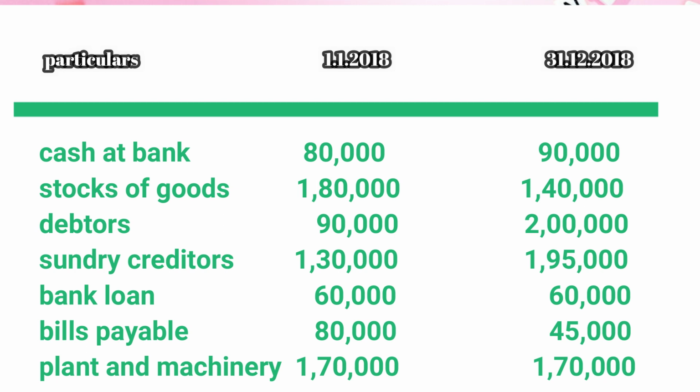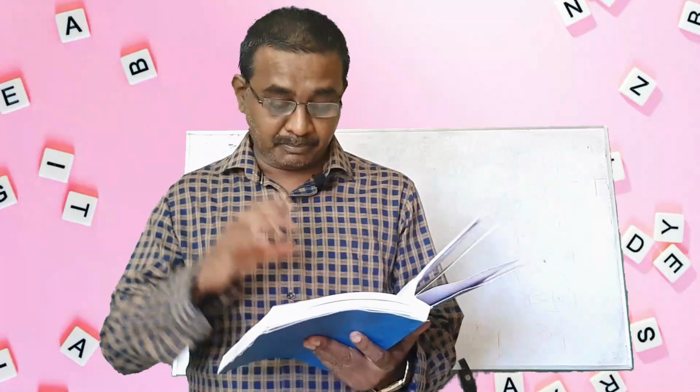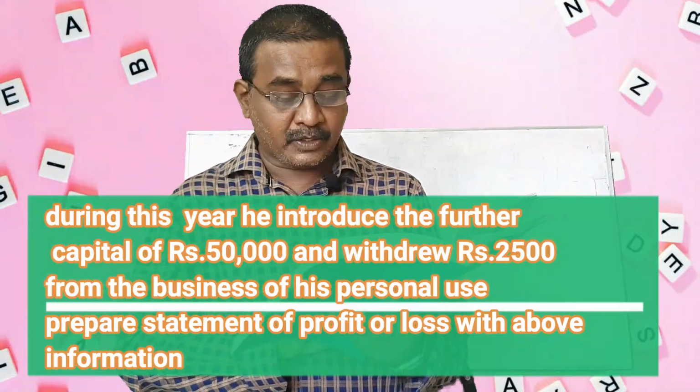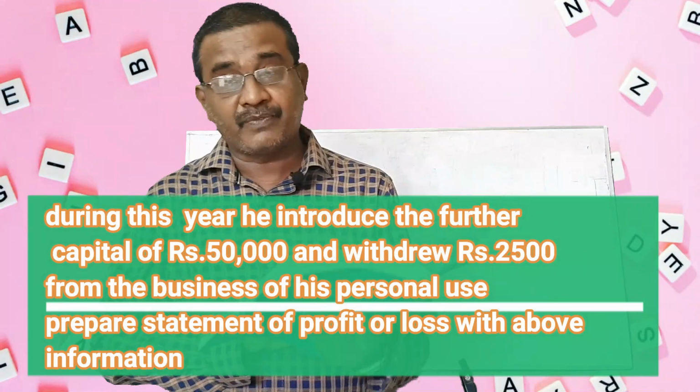And what are the items given in the second column under the heading 31st December 2018? They represent the value of assets and liabilities at the end of the accounting period, or you may keep as closing balances. Below that table, they have given: during the year he introduced further capital of 50,000.